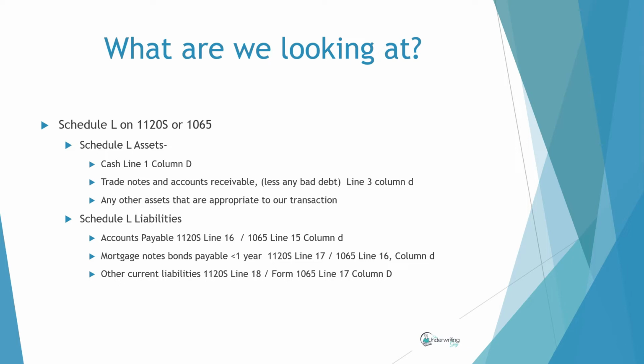We will also need to look at the liabilities on Schedule L. We're going to be looking at accounts payable, 1120 line 6 and 1065 line 15, both column D. We will also need to take a look at mortgage notes bonds payable less than a year, which on 1120S is line 17 and 1065 is line 16, both column D. We will also need to include any other current liabilities, which on the 1120S can be found on line 18 and on the 1065 can be found on line 17, both in column D for the returns.